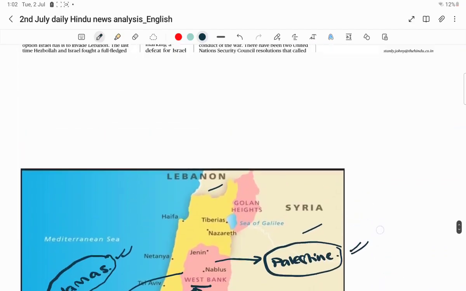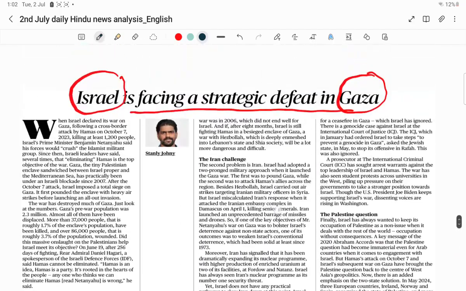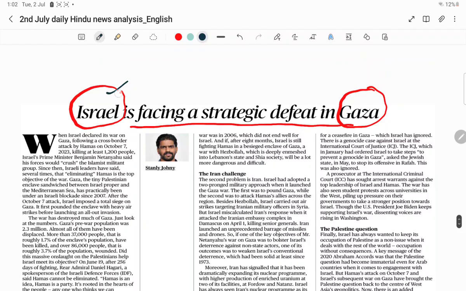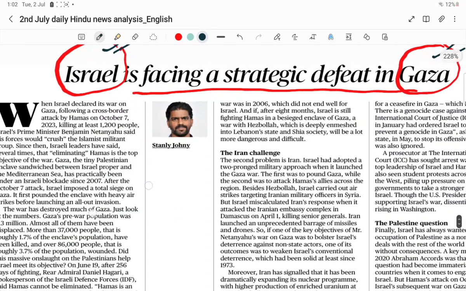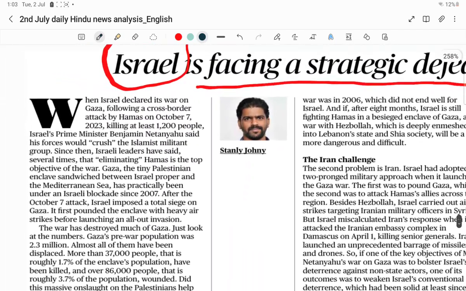The article is talking about, if you read it again, Israel facing a strategic defeat in Gaza. This is what this article is all about. Let me have a quick walkthrough over this article. Okay, the first and foremost point, if you see the first paragraph, he is saying that the main aim of Israel now is to destroy Hamas completely. That is the main aim of Israel.